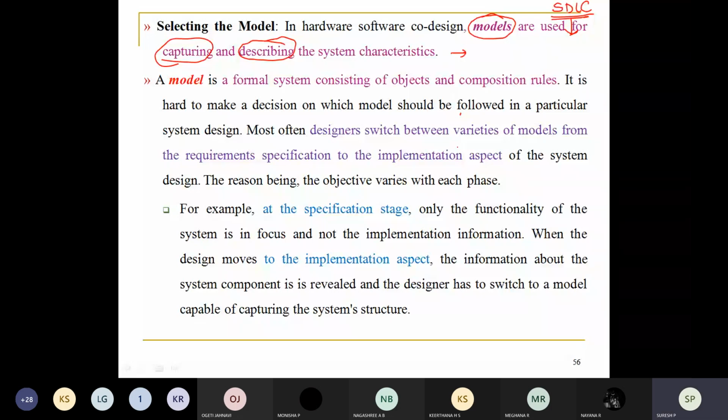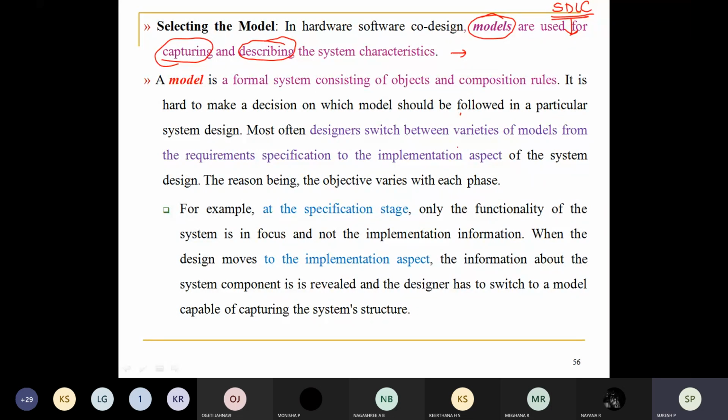So I am going to tell you what the functional requirements and the non-functional requirements are. Basically, in your software development life cycle, it tells you what the characteristics of my design should be. It is going to describe the system characteristics.